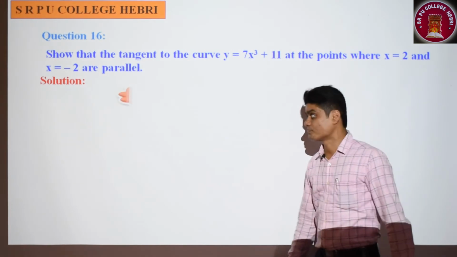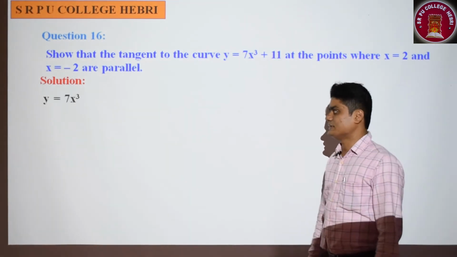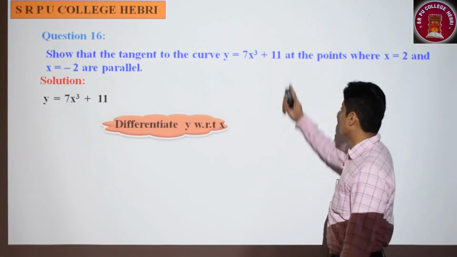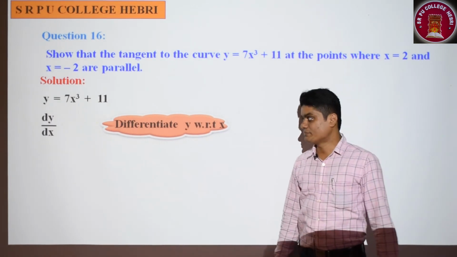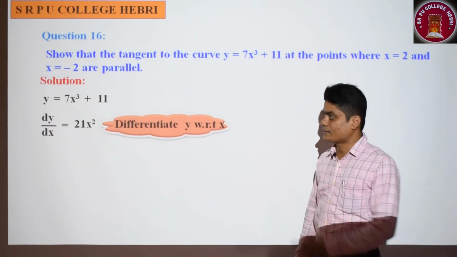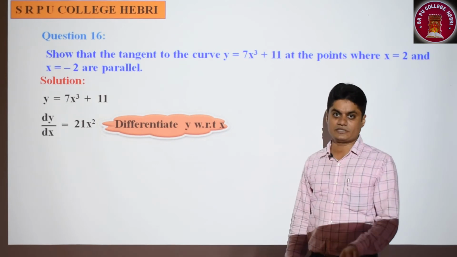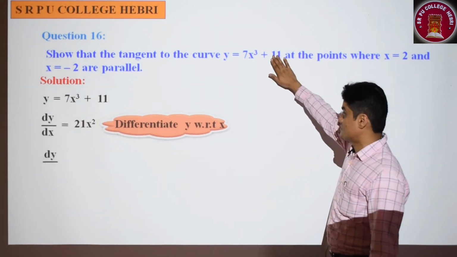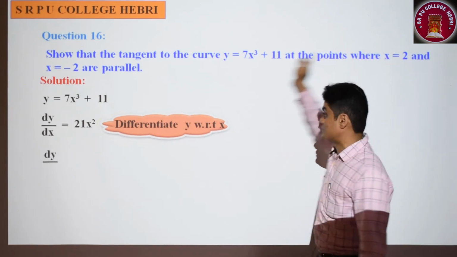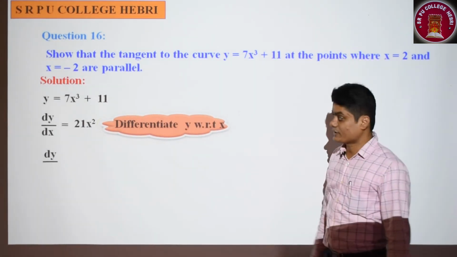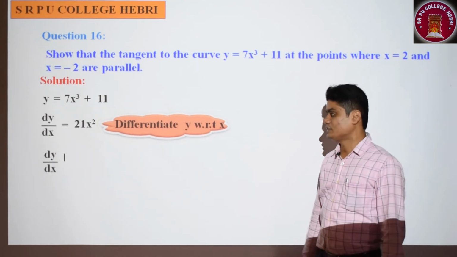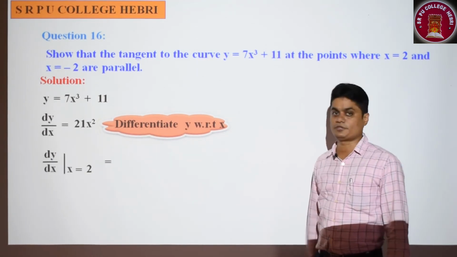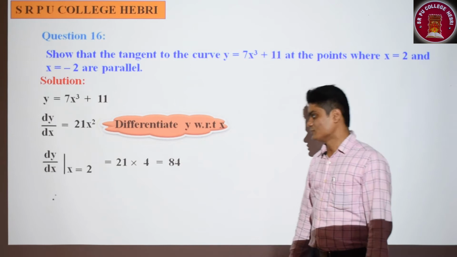Note down the solution. Consider the curve y is equal to 7x cube plus 11, and differentiate it. We get 21x square plus 0, because 11 is a constant, its differentiation is 0. Now we need the slope of the tangent to this curve at x equal to 2 as well as at x equal to -2. How to get that? Replace x by 2 and -2. First substitute 2, and we get 84.